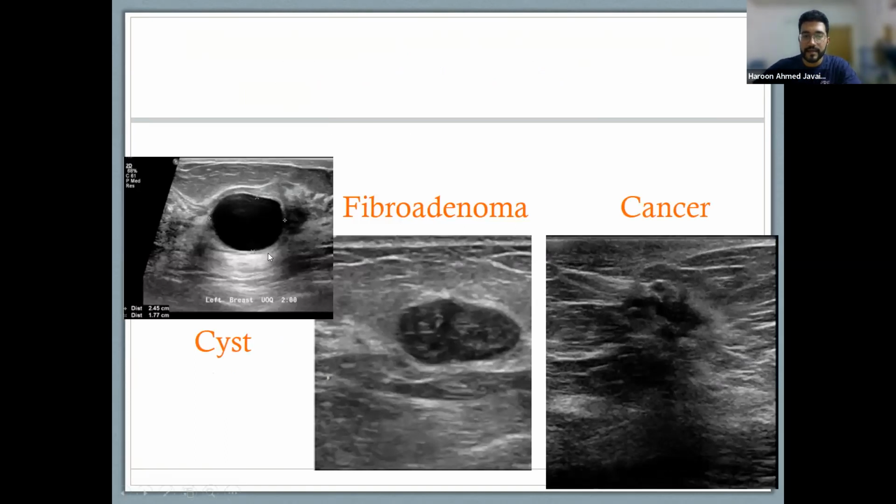Okay, so again, just to summarize, this is a cyst. It looks very benign because the borders are well circumscribed. It's dark. You can see the posterior enhancement, so we know that it's a cyst. This is a benign condition. We don't need to work it up further.